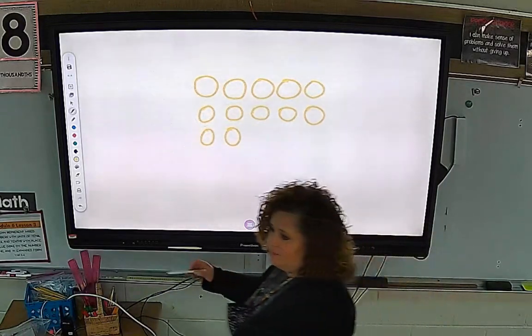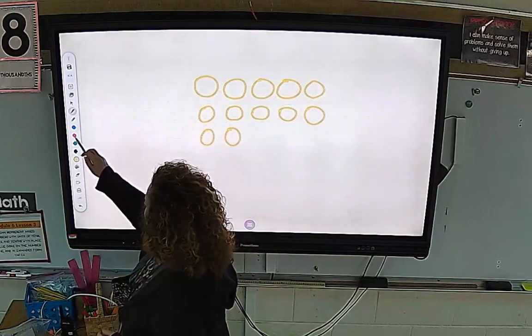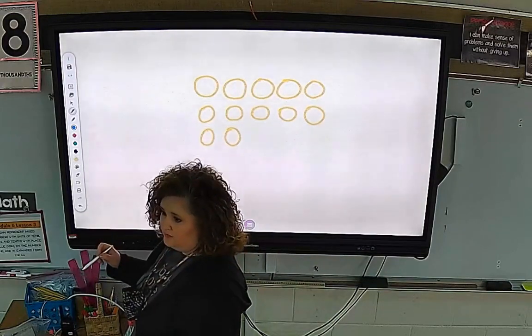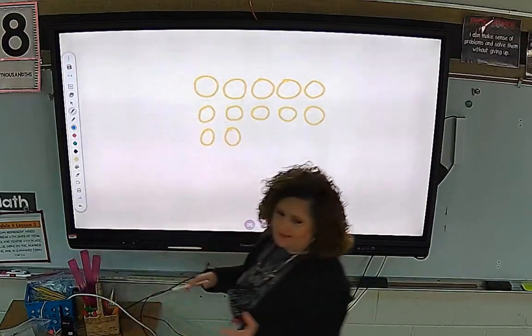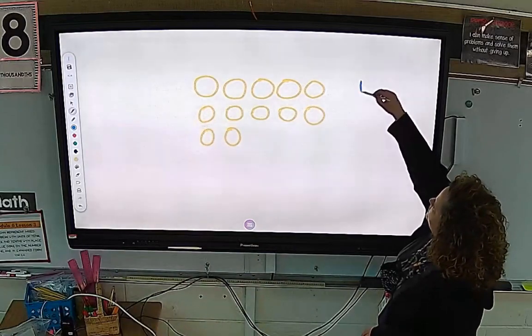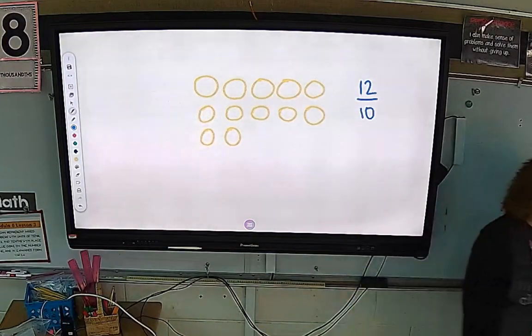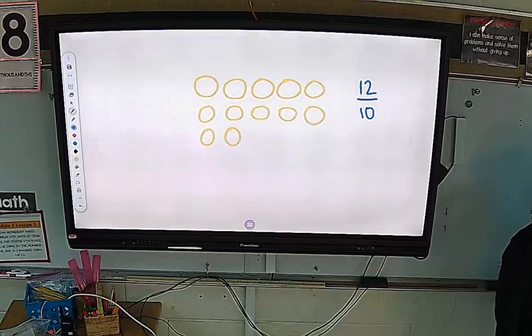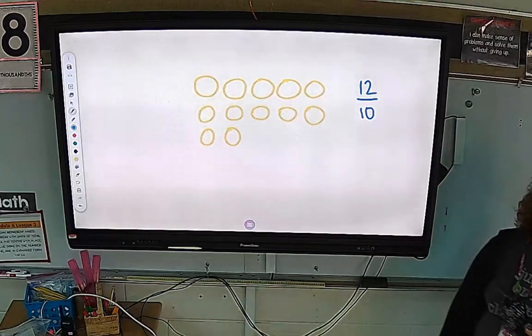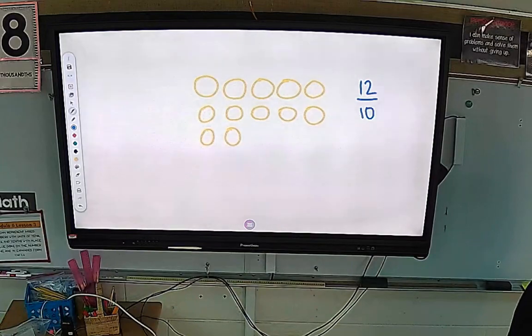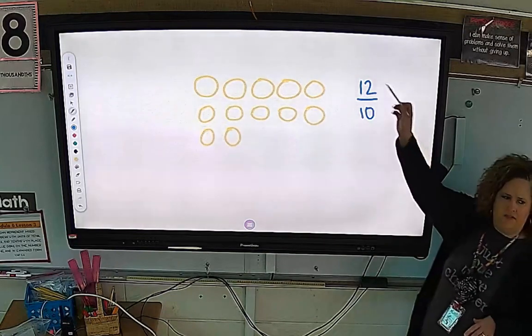How many gold discs do you have? 12. Yeah, that's all I'm asking. Right now, guys, we have 12 tenths. I want you to see how this number changes. Okay? We have 12 tenths. If I wanted to change that to a mixed number, what would it turn into? You know, like if I did the number bond.